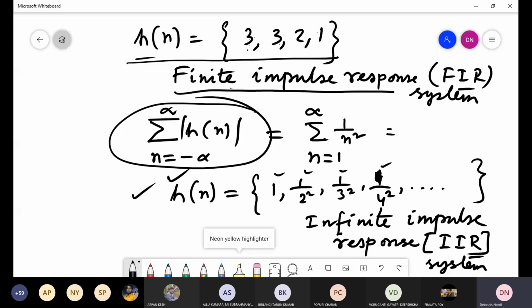And the conclusion is this, that a finite impulse response system is always stable, whereas an infinite impulse response system may not always be stable. It depends on the summation of the series of the impulse response. Okay. So if you see that the summation is finite, then I will say that this is stable. If the summation is infinite, then I will say that this is unstable. Okay. So this is the gist of today's lecture. Thank you. Let me stop here.